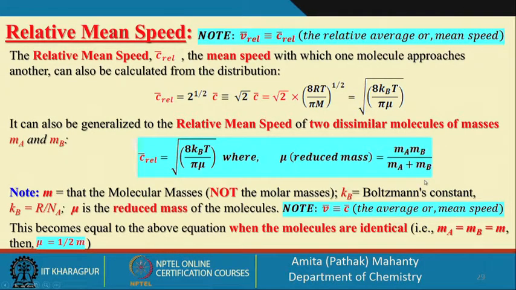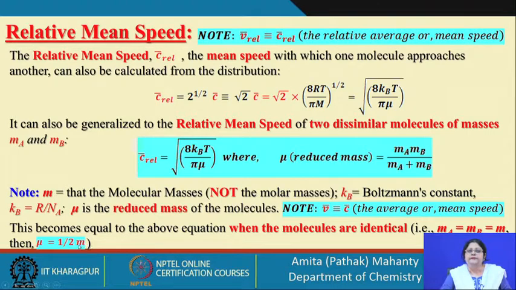Ma and Mb are the two molecules. If you take 1 by Ma plus 1 by Mb, what you get is the reciprocal of the reduced mass. If you add them, you get Ma Mb divided by Ma plus Mb. Now we can simplify this: if the molecules are identical, suppose A and B are the same molecules, then the reduced mass becomes half m.